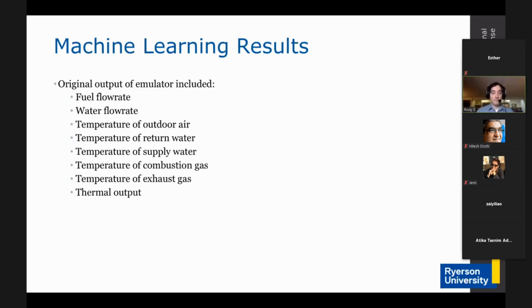And so with that, I generated a data set of observable outputs of this emulator. These include the following 8: the flow rates of the fuel and the water, the temperatures of the outdoor air, the return water, supply water, the temperature of the combustion gas, the exhaust gas, and the thermal output. However, many of these outputs aren't necessarily observable by common sensors, especially sensors in older legacy buildings.